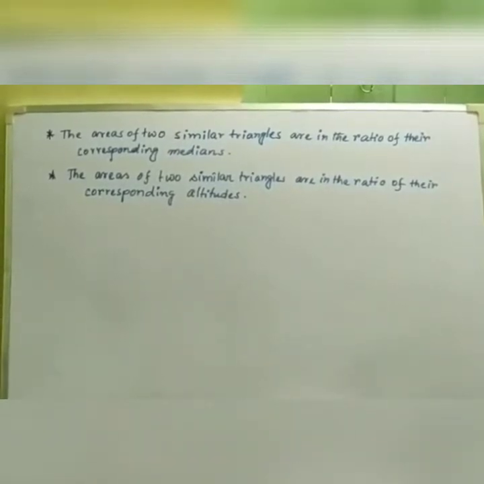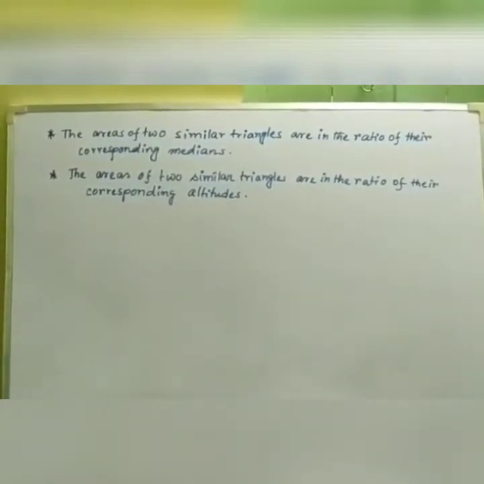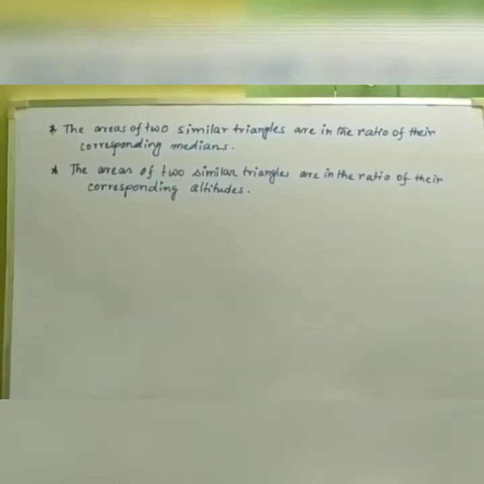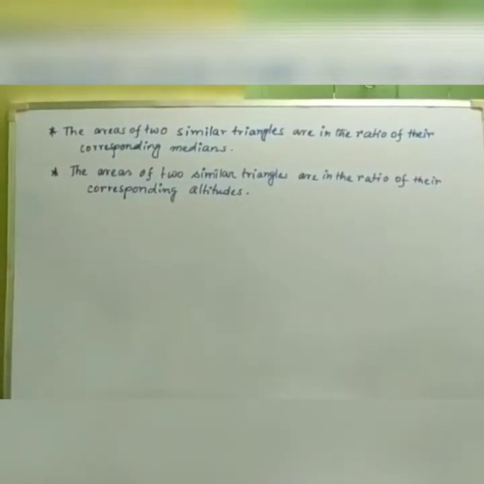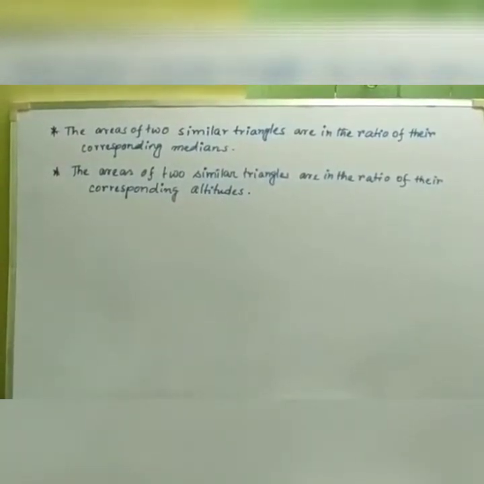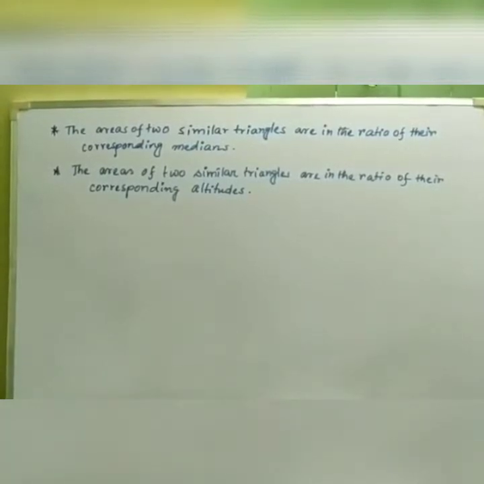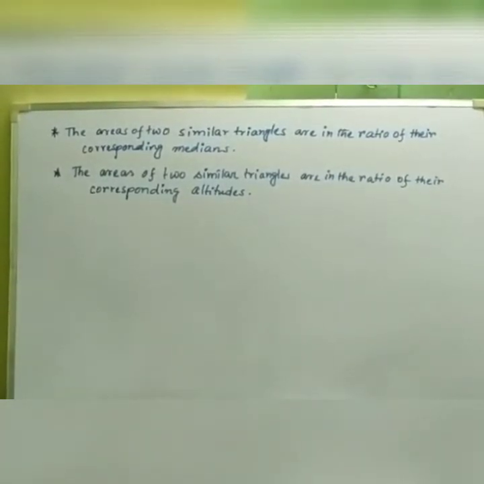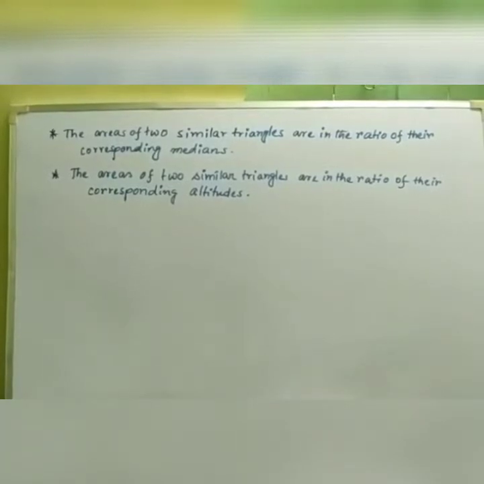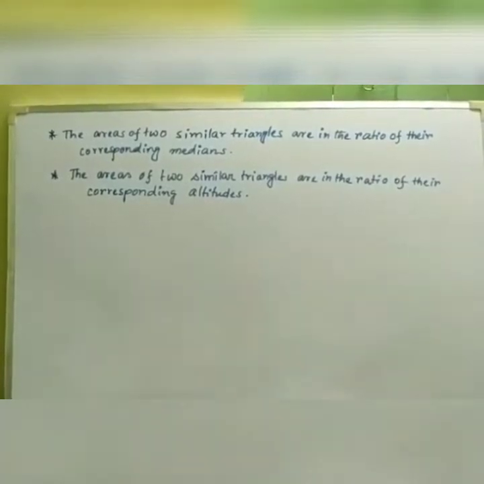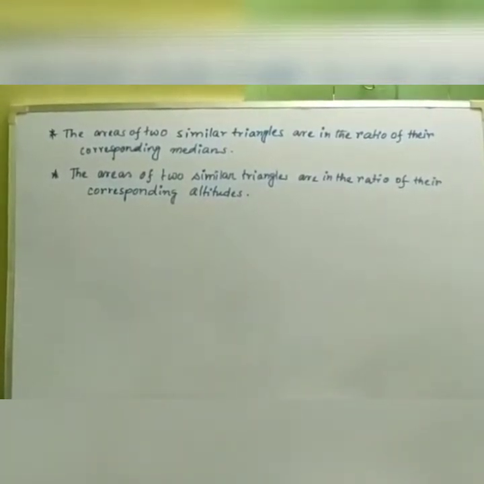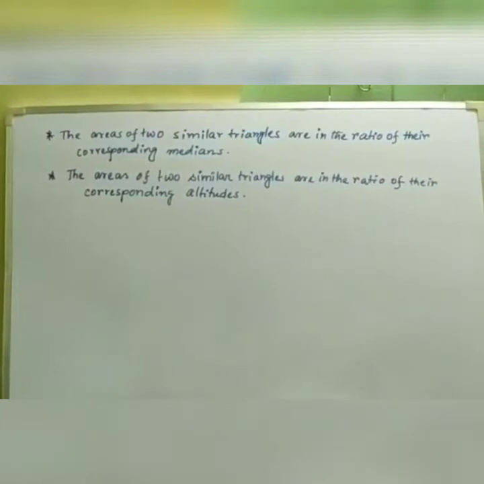That means area of ABC by area of DEF is equal to AM by DN, if AM and DN are the medians. Same as the second part: the areas of two similar triangles are in the ratio of their corresponding altitudes. So as previously it was the medians and now it is the altitudes. These two are the basic results from the previous theorem.